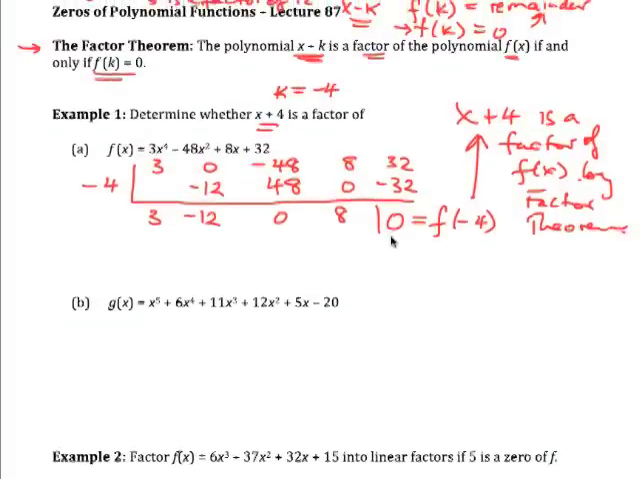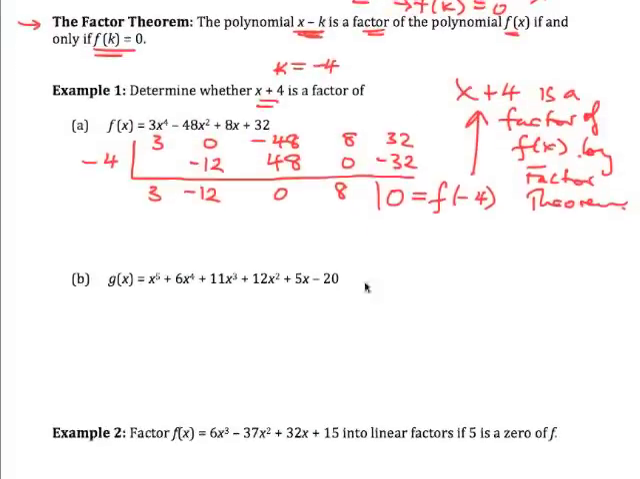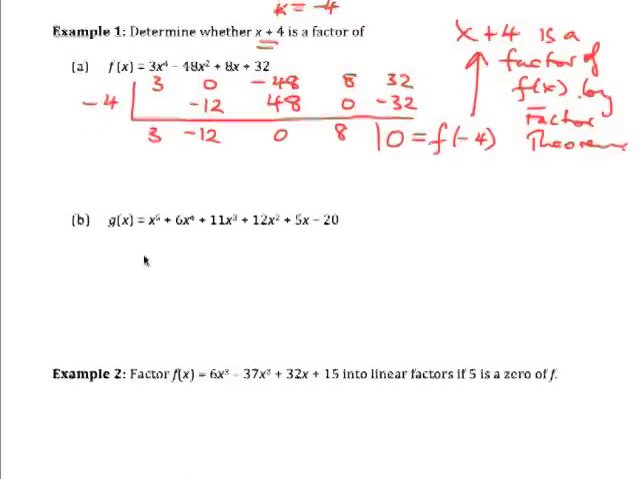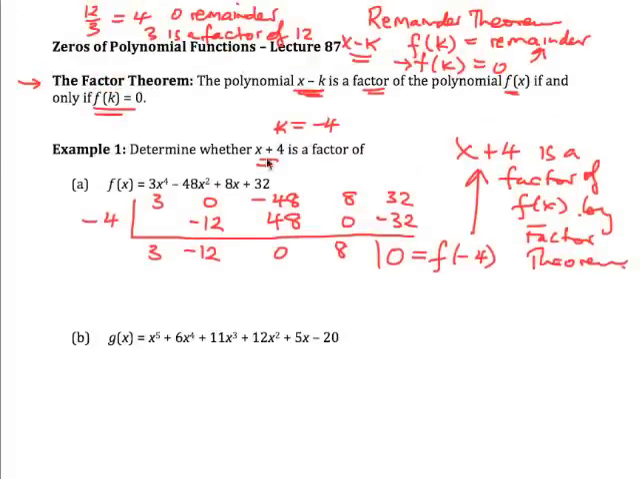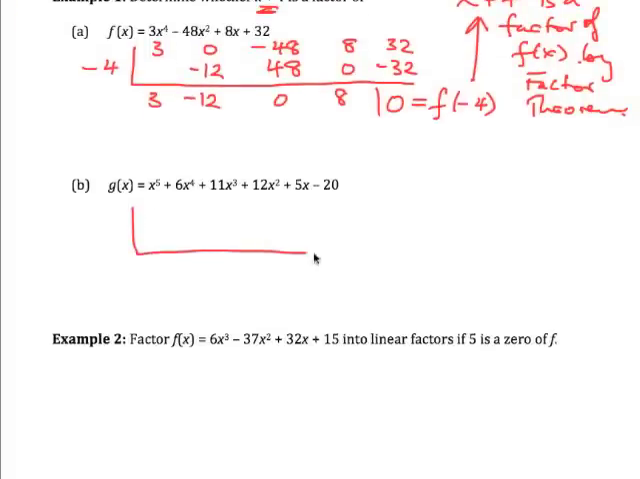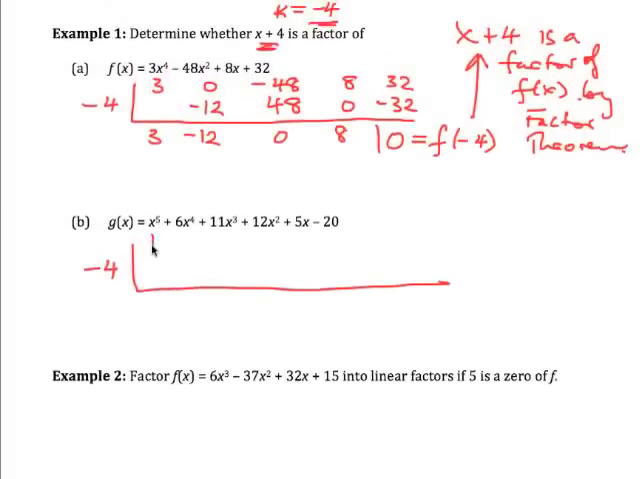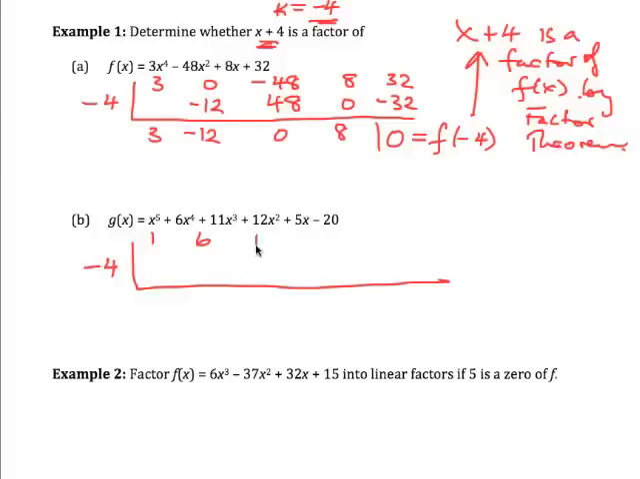Now if I didn't get a 0 here, then it would not be a factor. Right, let's look at the next one. Let's look at g of x, this particular polynomial, and we're going to look again to see whether x plus 4 is a factor. So again we have k is -4. Let's put this in here and put our coefficients of g. Looks like they're all there this time.